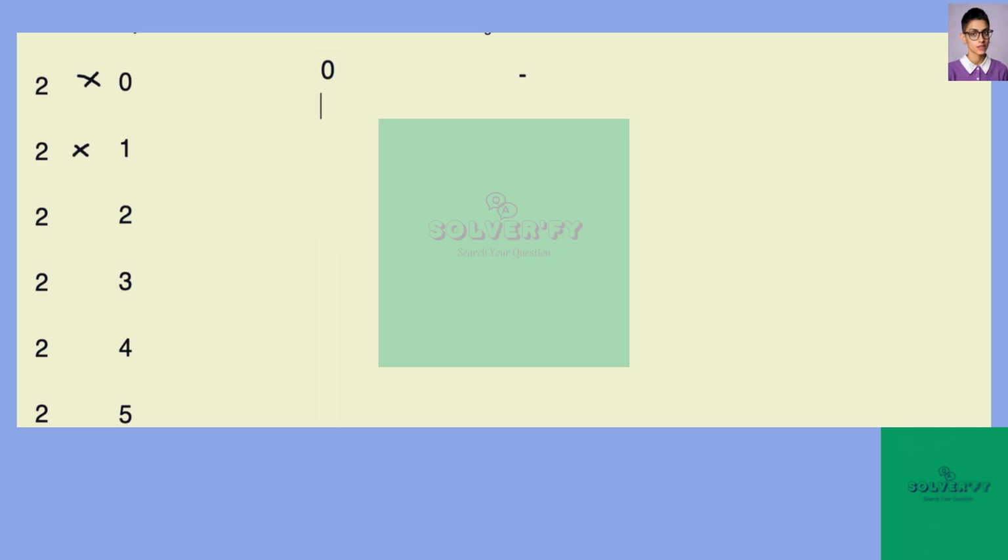So the first one, 2 times 0 is 0, then 2 times 1 is 2, 2 times 2 is 4, and then 2 times 3 is 6, and then we have 8, and the last one is going to be 10. It's going to be for the fifth unit.